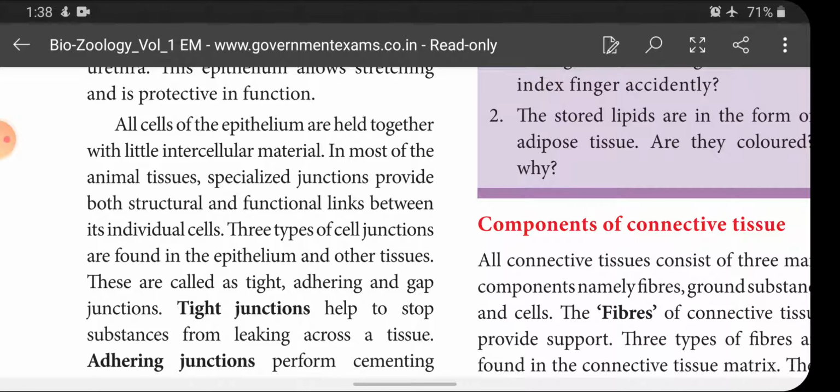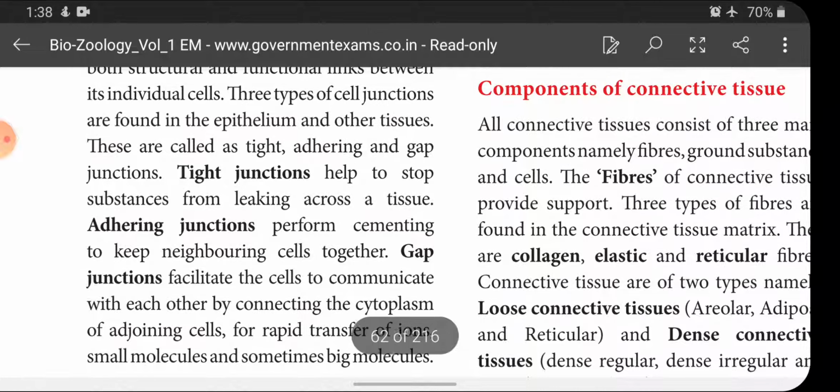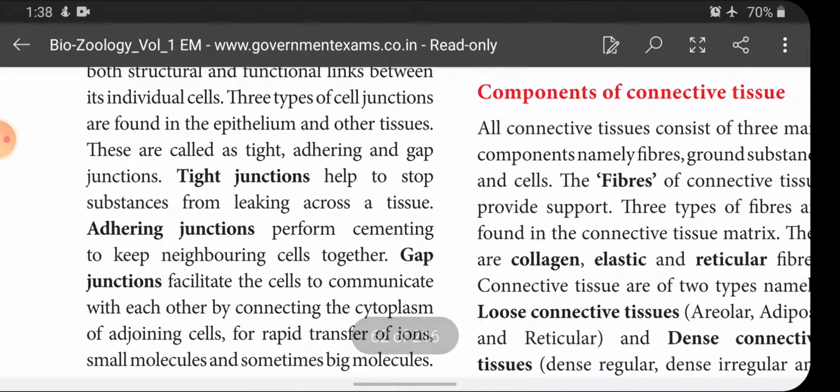Three types of cell junctions are found in the epithelium. How many types of junction are present? Three types of junctions are found in epithelial tissues. They are tight junction, adhering junction, and gap junction. What is a tight junction? It helps to stop substances from leaking across the tissues. The two cells are linked together tightly, so it prevents the leakage of things from the tissues. This is called a tight junction.